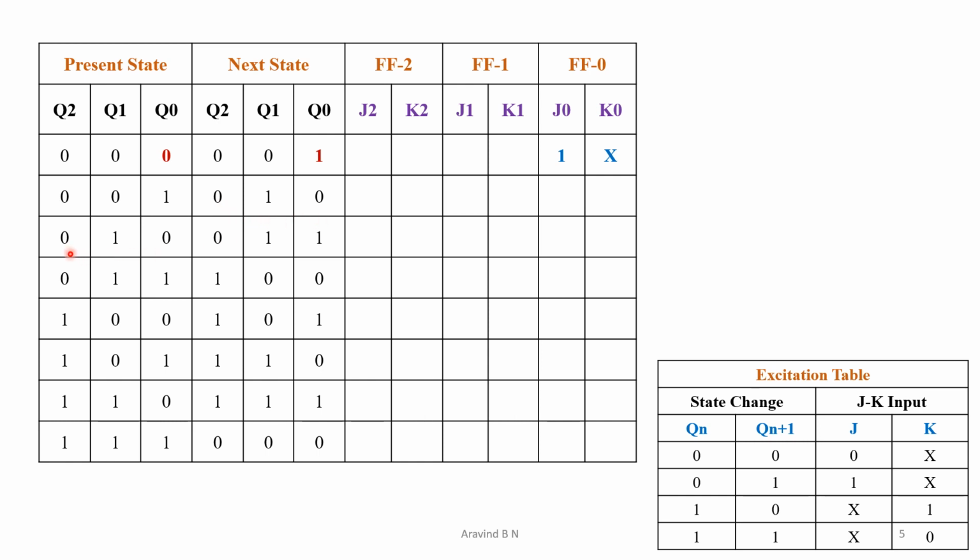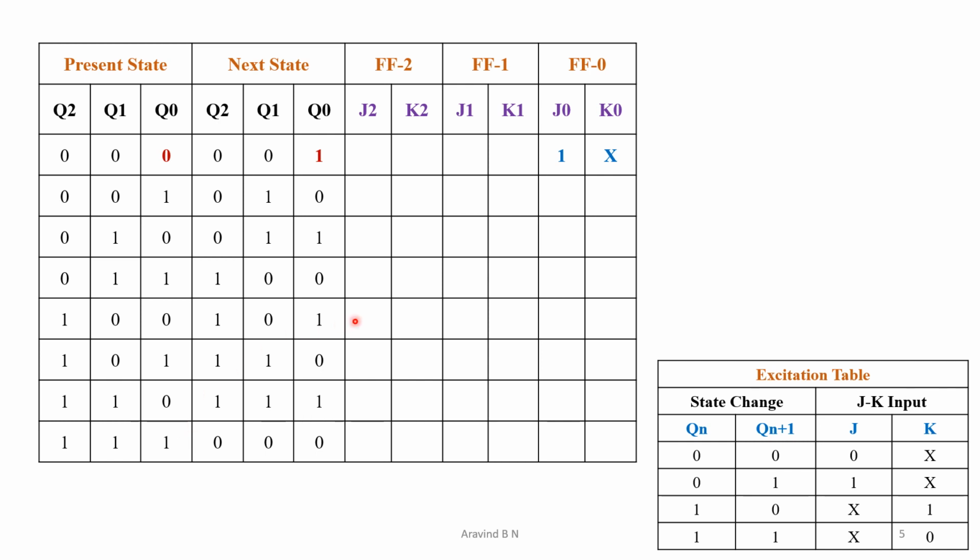Then if 0, 1, 0 is the present state, then 0, 1, 1 is its corresponding next state. Similarly, when we get to the last value, 1, 1, 1 is the present state. Then after 1, 1, 1, what are we supposed to get as the next state? We must get 0, 0, 0. Therefore, it is there in the next state. Like this, we complete the present state and the next state realization.